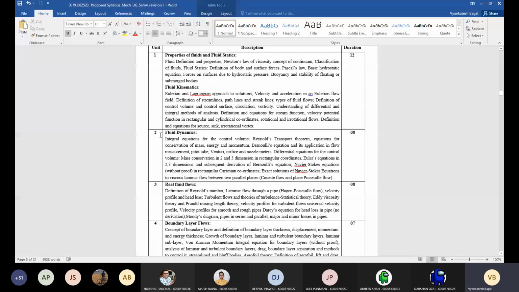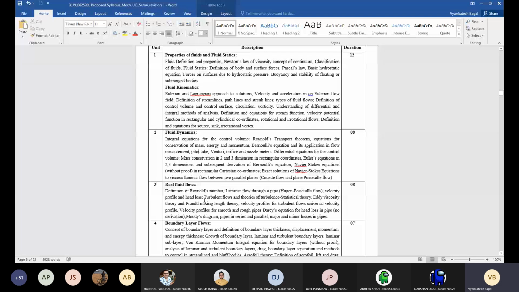Now the second module, module 2, is entirely devoted to fluid dynamics. We'll study again the fluids in motion, but this time we'll consider the forces which are causing the fluid motion. The whole fluid dynamics part will be covered in 8 lectures. I am not going into the details of whatever the syllabus is given. You can read. I am giving you 2 minutes, just go through this paragraph, and if you have any doubt, you ask, otherwise we'll go to the next module.